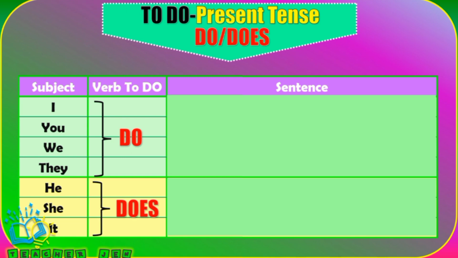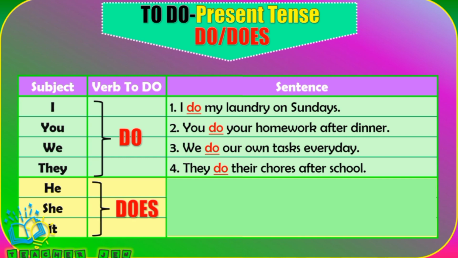Let's have the following examples. I do my laundry on Sundays. You do your homework after dinner. We do our own tasks every day. They do their chores after school. As you can see, these four examples use the present tense of to do, which is do.